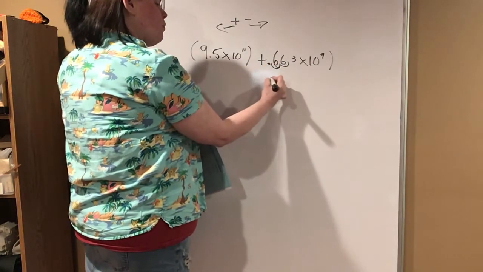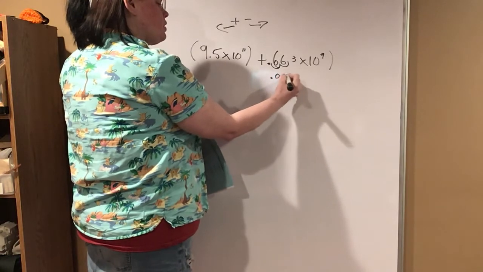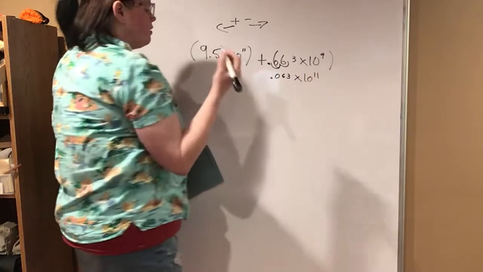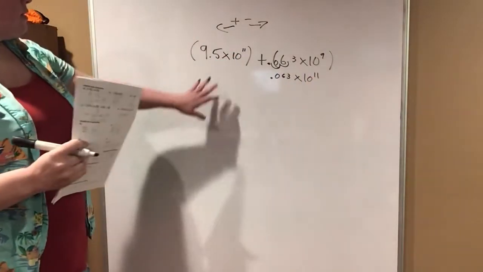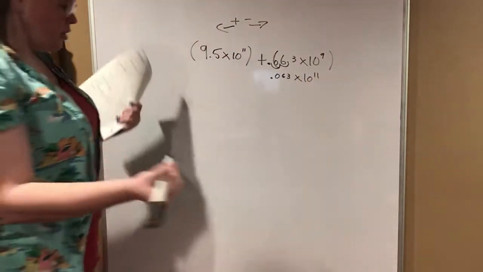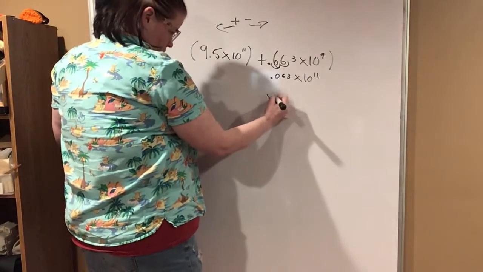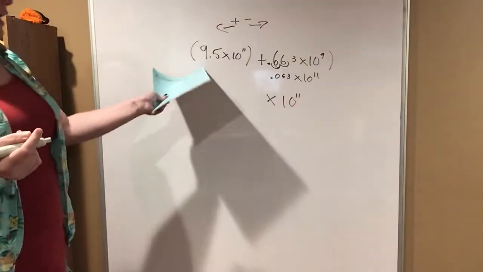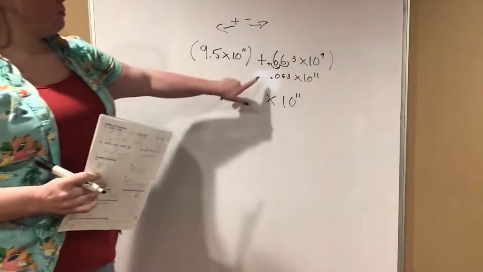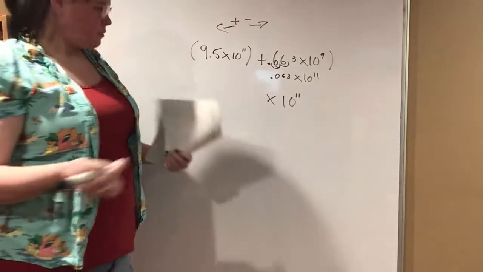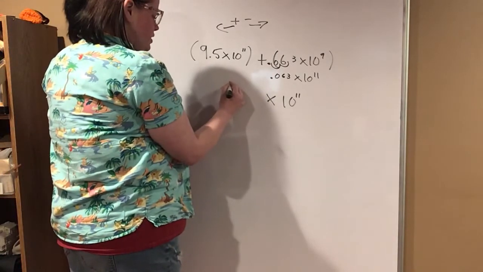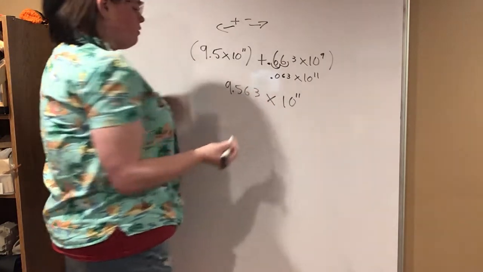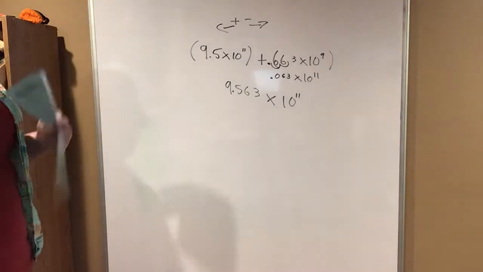So now I have 0.063 times 10 to the 11th. Now I can add that to the 9.5. We know that the end of this is going to be 10 to the 11th. But now we're just going to add 9.5 plus 0.063. And that's easy, which gets us to 9.563. And we have just added scientific notation.